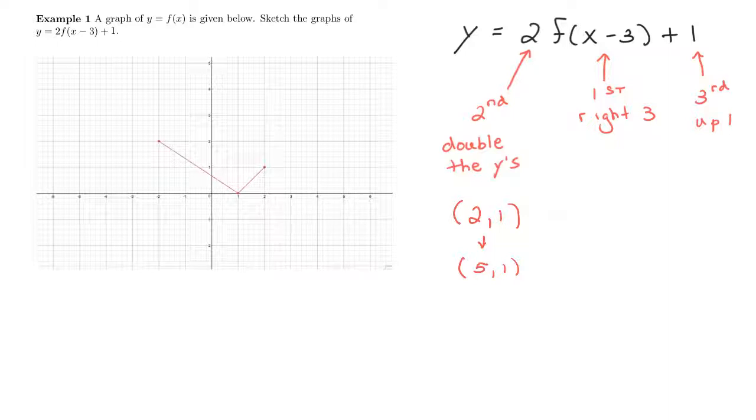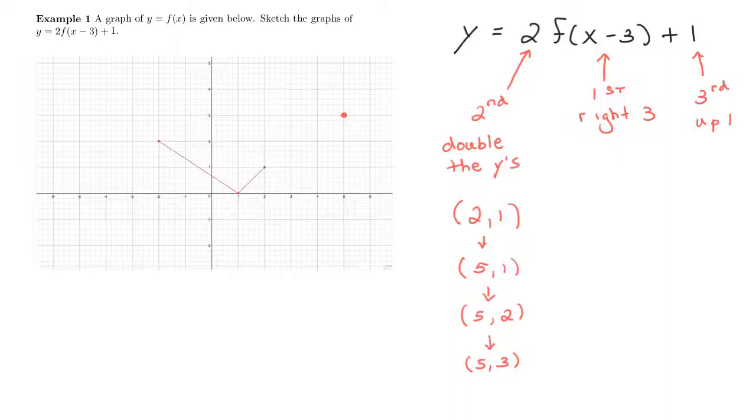The next thing that's going to happen is we're going to double the y's. Since the y value is 1 and we multiply it by 2, it should go up to 2. So now we've had 2 steps. The final step is going to move the graph up 1 place, increasing the y value by 1. So we get 5 comma 3. To see that on the graph, here's 2, 1. It's going to go 3 places this way, then double and then go up 1 place. So let's draw that on the graph at 5 comma 3.